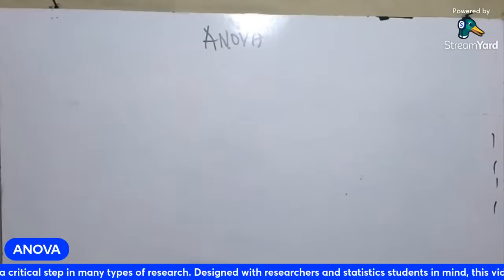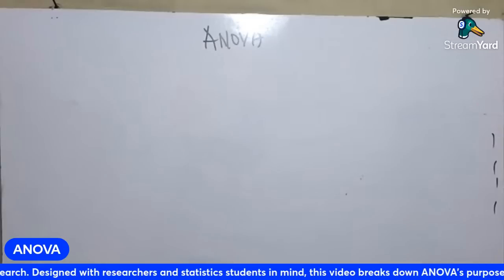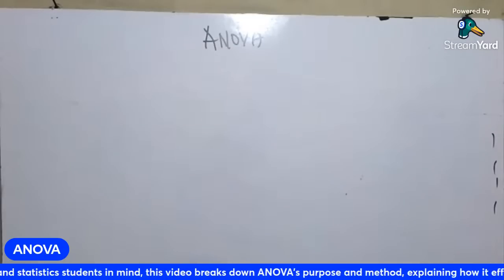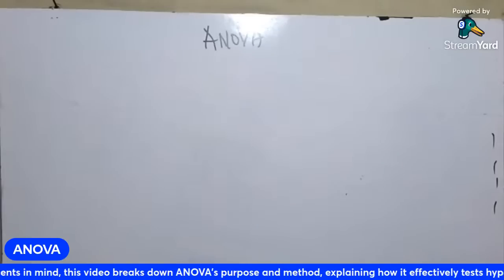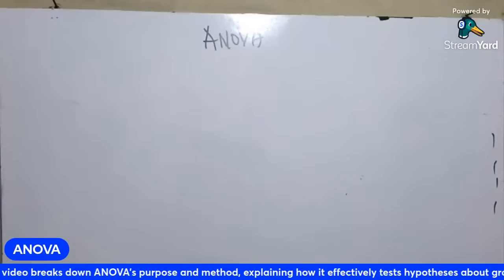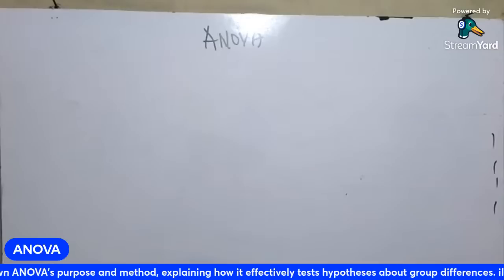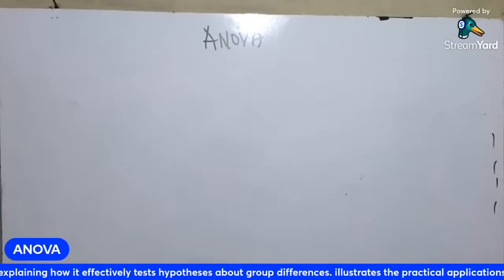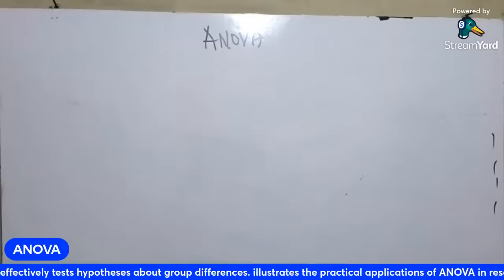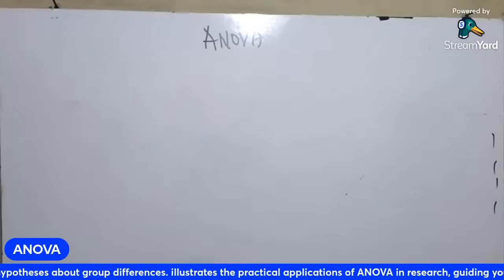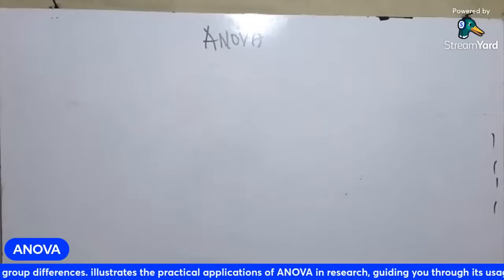I know many of you have heard a lot of things about ANOVA, analysis of variance. When do we use analysis of variance? Why can't we use statistical tools like the t-test to run those things that we can use analysis of variance to run? When can we use analysis of variance? Those are the things we are going to look at in this video.